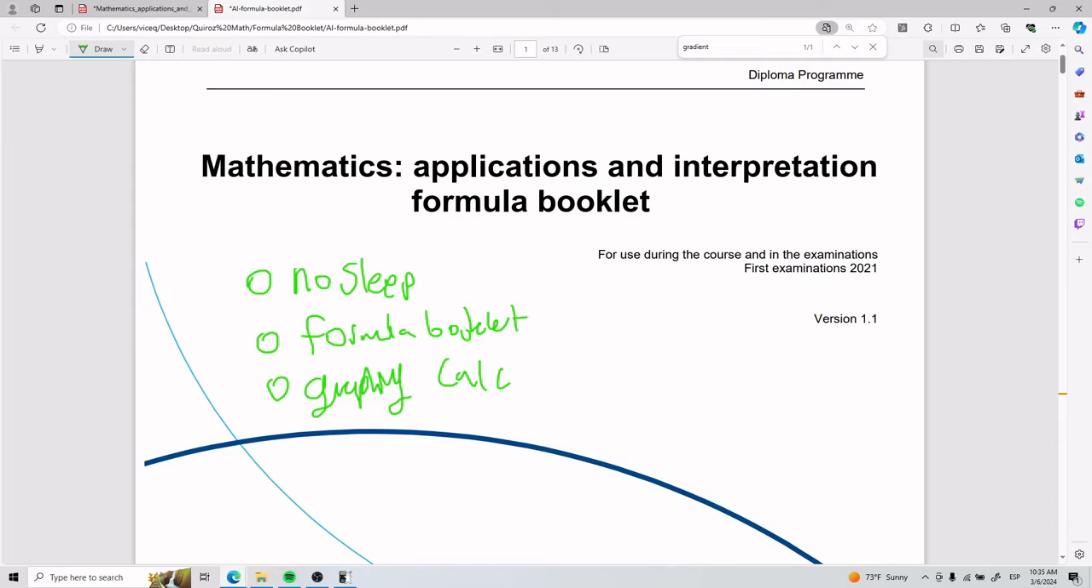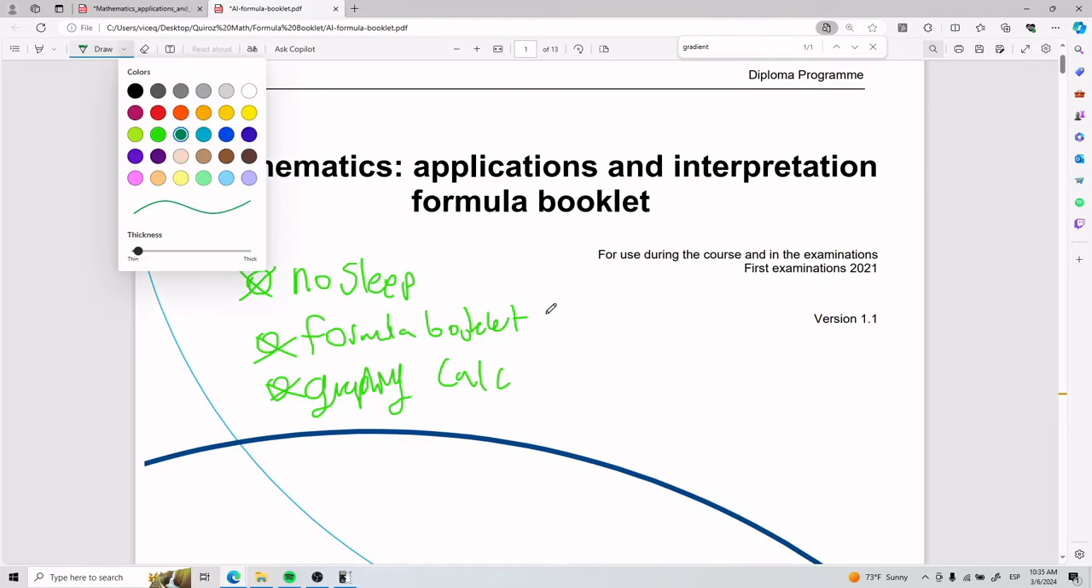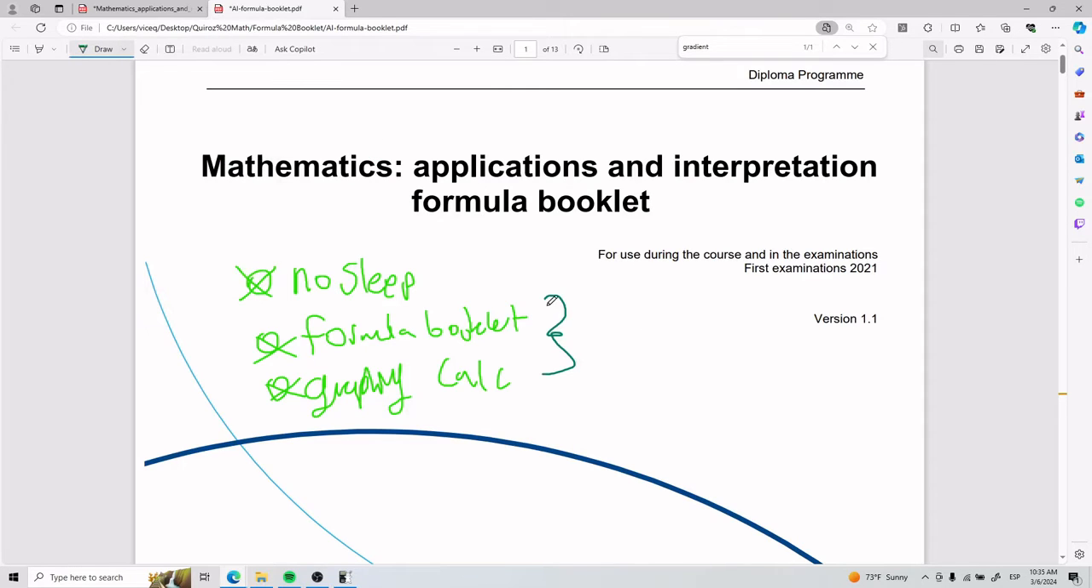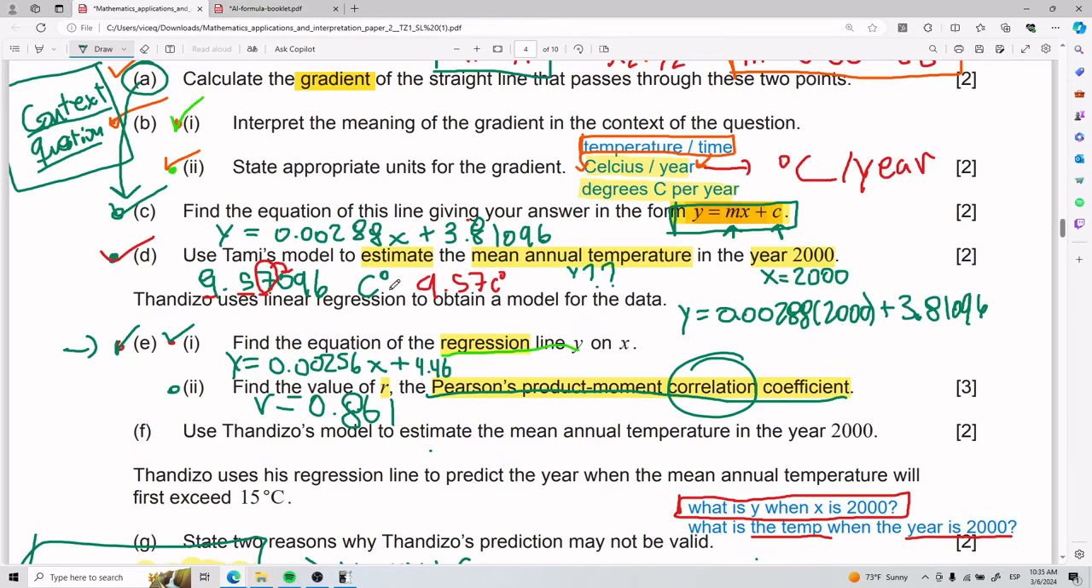See? The day of the test: no sleep, formula booklet, graphing calculator, and a couple other things. But the main things are these. These are the main tools you're going to use and have, so practice with these. Do your homework with these. Love them, because they're going to save you the day of the test. All right, that is part E.